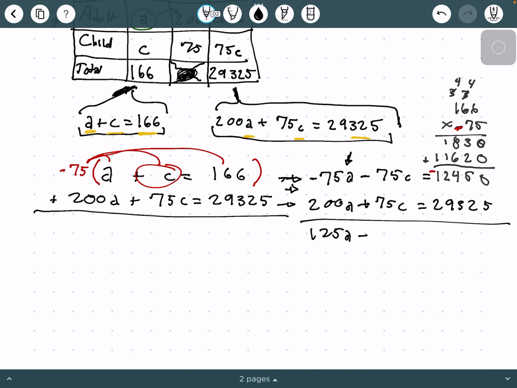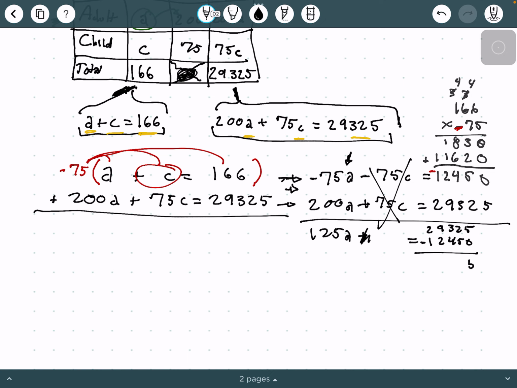Adding these two together, we end up getting 125A. And then we add these two together here. These cancel out, so there's no addition. And then we're adding these two together, right? We want to have the subtraction on the bottom, so if we do that, it'd be 29325 subtracted 12,450.